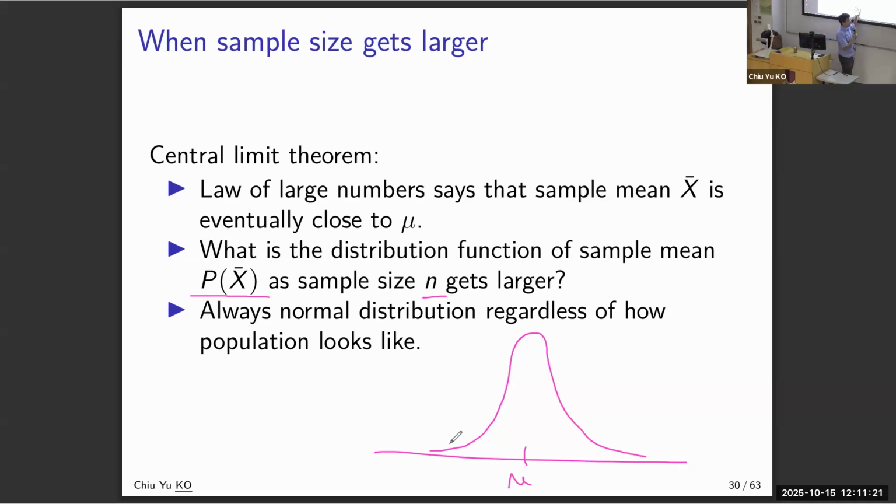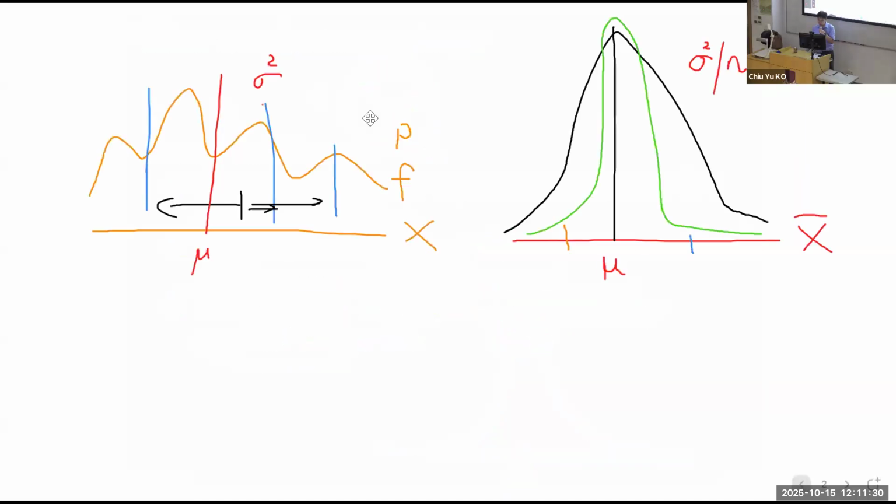Remember, this holds regardless of how the original population looks like. As I said at the beginning, it doesn't really matter what the original one, the orange one, looks like. It can be bell or no bell, but at the end it's a bell. So that's a very powerful theorem, right?